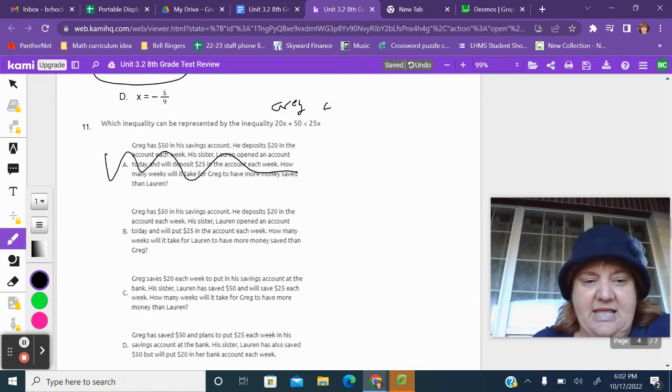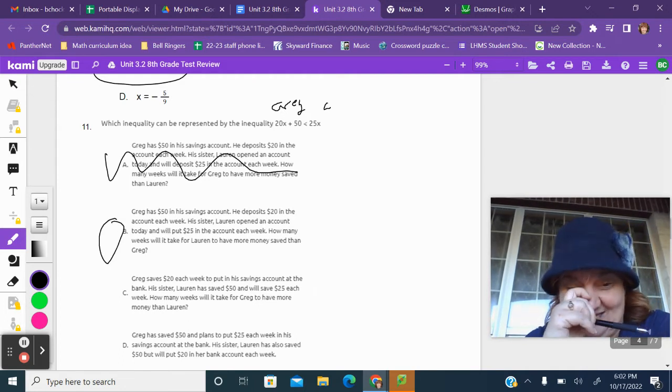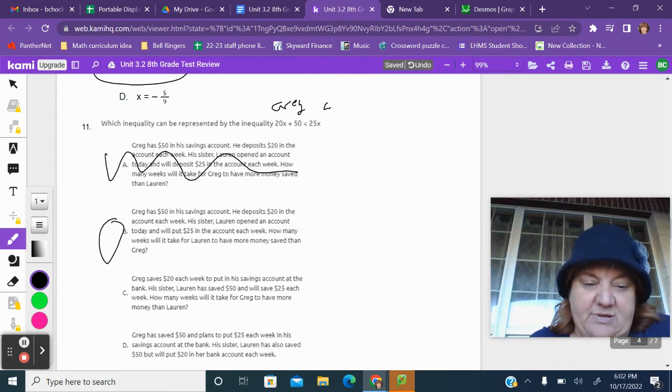Greg has $50 in his savings. He deposits 20 into the account each week. His sister Lauren opens an account and will put in $25 in the account every single week. How many weeks will it take for Lauren to have more money? Yes, that one is it. But let's double check these other ones.